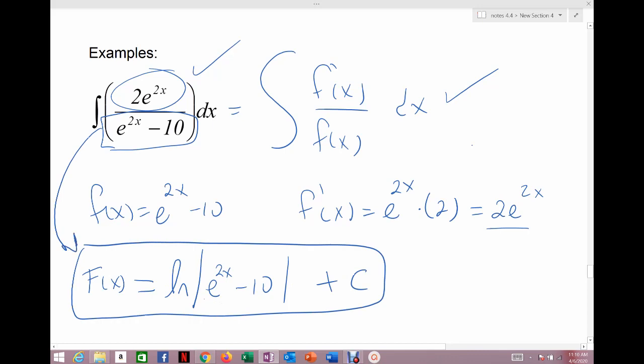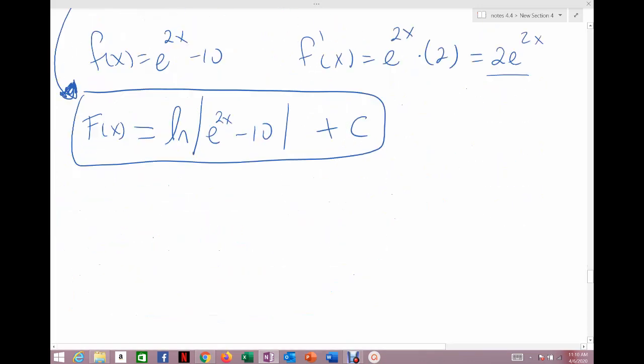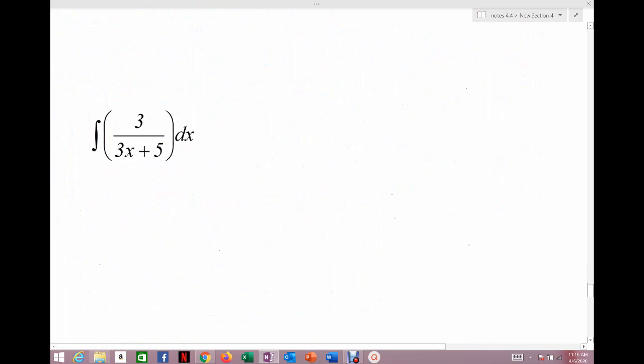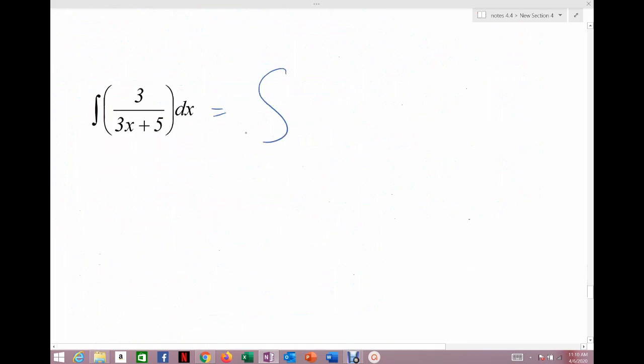All right, that's the answer to this indefinite integral: natural log of the absolute value of e to the 2x minus 10. All right, next example. Same thing. I want to check this one to see if I get the same thing here.